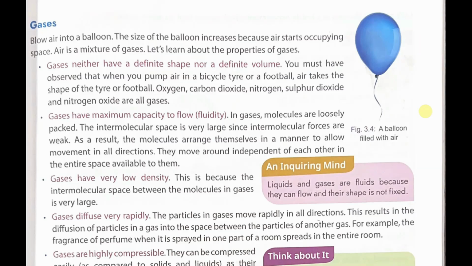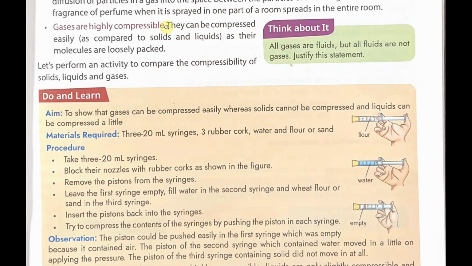Gases diffuse rapidly. The particles in gases move rapidly in all directions. This results in the diffusion of particles in a gas into the space between the particles of another gas. For example, the fragrance of perfume, when it is sprayed in one part of the room, spreads in the entire room. Gases are highly compressible. They can be compressed easily as compared to solids and liquids, as their molecules are loosely packed. Let's perform an activity to compare the compressibility of solids, liquids, and gases.